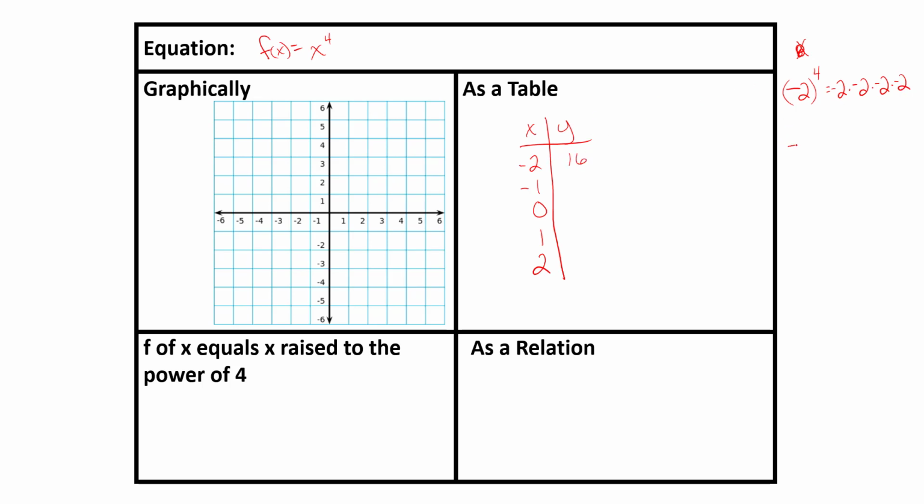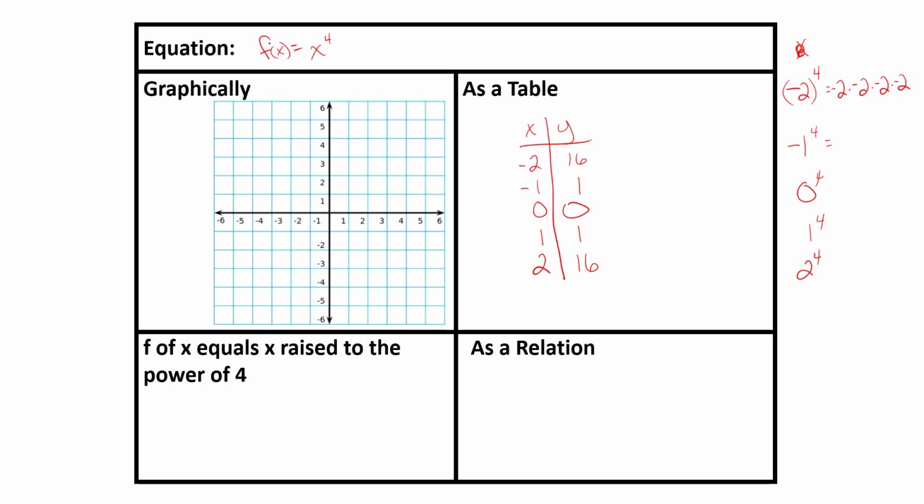All right. -1 to the 4th power. Well, we've already identified the pattern, so we're going to have -1 multiplied 4 times. That's going to give me 1. All right. 0 to the 4th power. That'll give me a 0. 1 to the 4th power. That's also going to give me a 1. And 2 to the 4th power. Well, that's the same as our -2 to the 4th power. So that's going to get me 16.